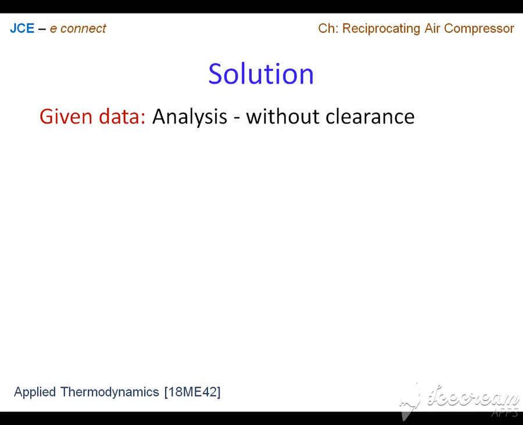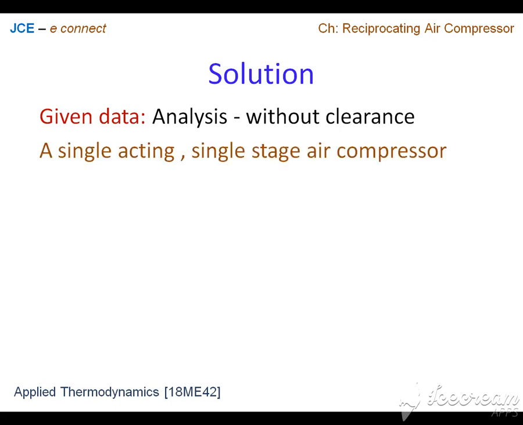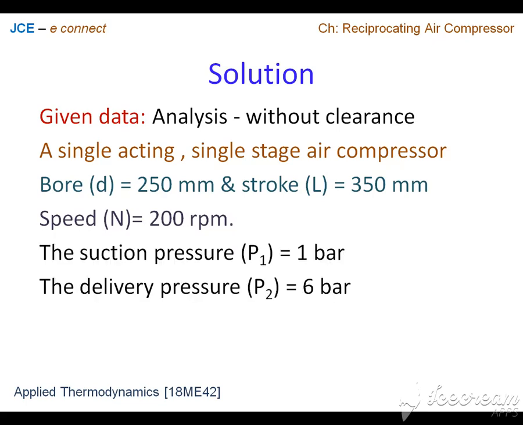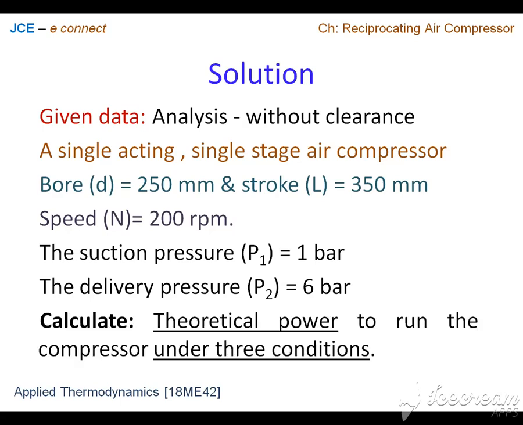We note that these analyses are done considering without clearance volume. So we'll proceed by noting down the given data. So we have the bore, stroke and the speed n. This speed n refers to number of suction strokes per minute. Further, P1, P2 is given to us. We can calculate the pressure ratio as P2 by P1, which comes to 6 bar or 600 kilopascal.